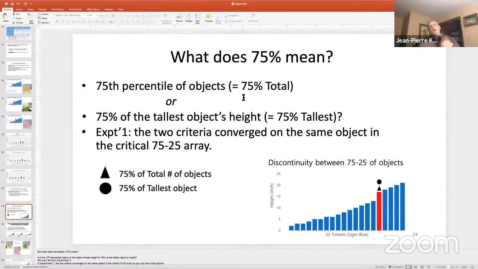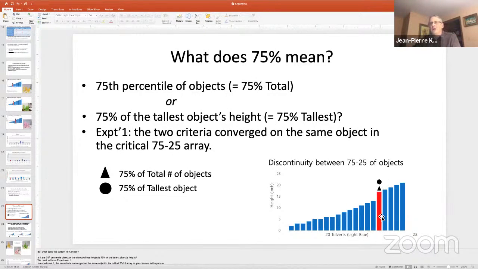Okay, now the second question we asked was, what does 75% mean? Does it mean the 75th percentile of objects, namely the, as I've mentioned, or does it mean the 75th percent of the tallest object height? So is it based on height or is it based on number of objects? And the reason we couldn't decide is in a critical array, these were the same thing.